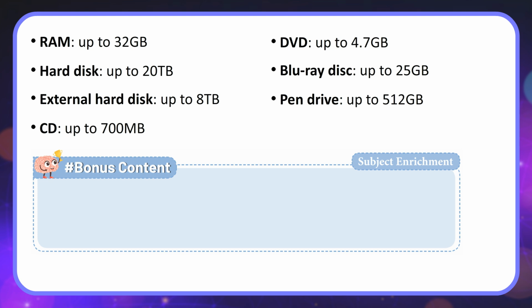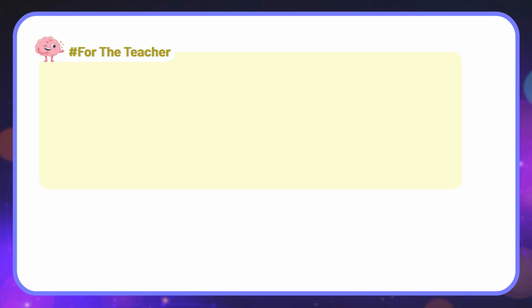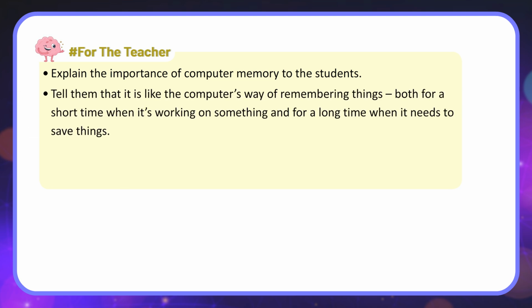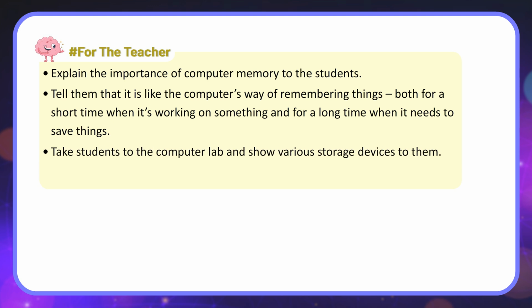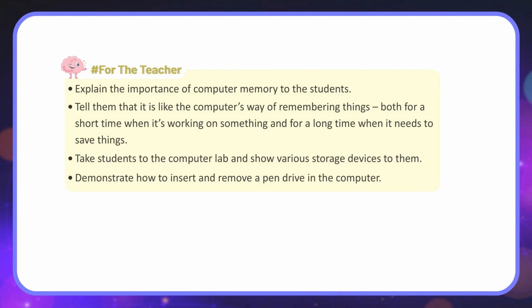Bonus content. Subject enrichment. The performance of a computer is mainly based on the storage capacity of its memory and the speed of the CPU. The more the capacity and speed, the better will be the performance. For the teacher: explain the importance of computer memory to the students. Tell them that it is like the computer's way of remembering things, both for a short time when it's working on something and for a long time when it needs to save things. Take students to the computer lab and show various storage devices to them. Demonstrate how to insert and remove a pen drive in the computer.